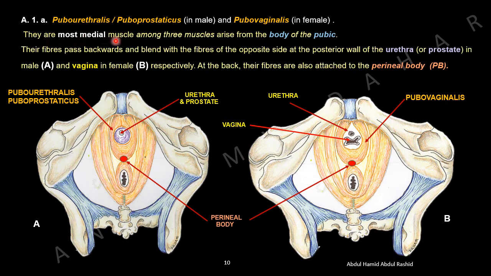They are the most medial muscles among the three muscles that arise from the body of the pubis. Their fibers pass backwards and blend with the fibers of the opposite side at the posterior wall of the urethra or prostate in male. Look here, coming from the pubic part and going backward, the fibers meet the opposite fibers at the back of the urethra or prostate in pubourethralis or puboprostaticus. But in the case of female, the fibers come backwards around the vagina and meet, and this is the pubovaginalis muscle. These fibers will also be attached to the perineal body at the back.